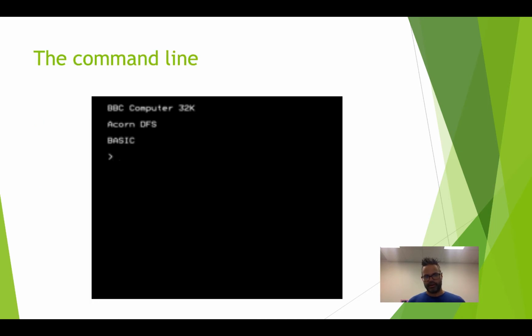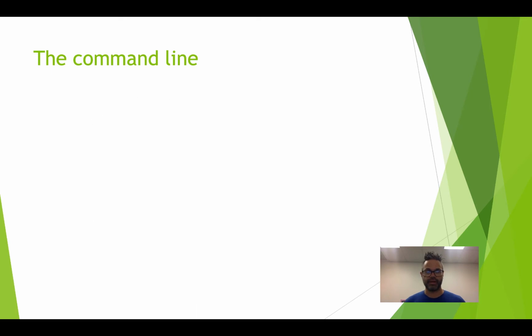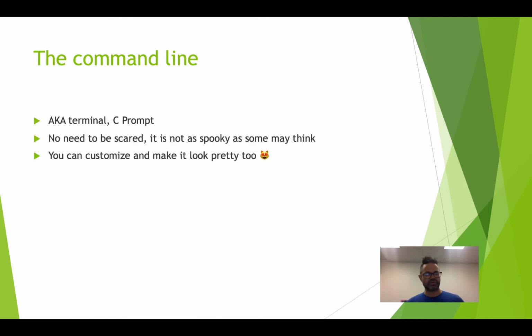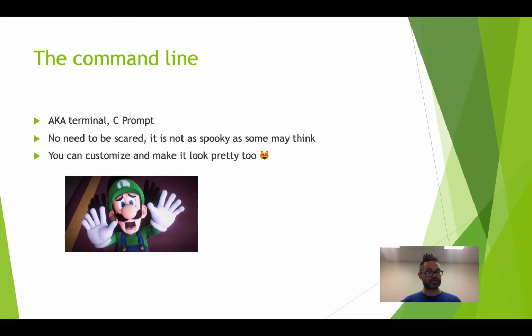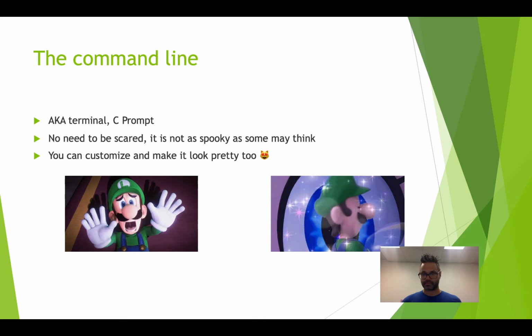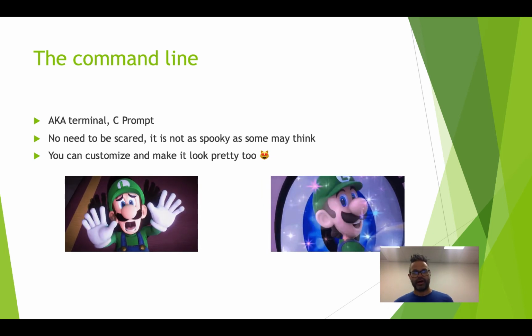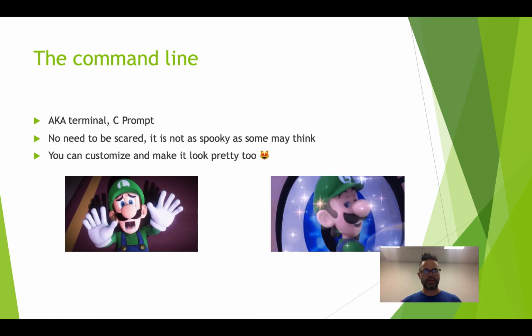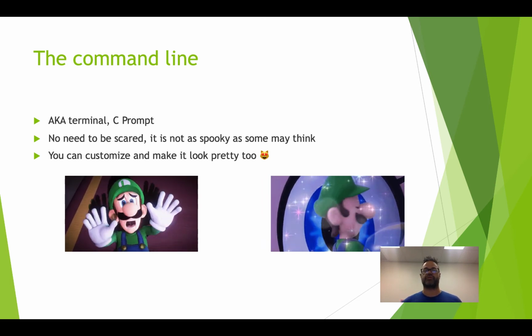So we have our command line. Now, it looks a little bit fun, right? So we've got this BBC Computer 32K, Acorn DFS, BASIC, not quite. Now, this is also known as the terminal or the C prompt. There's no need to be scared. It's not as spooky as some people may think, but you can also customize this, make it look really pretty too. And so we've got right here this happy little Luigi saying, hey, this is cool. And so you can make your command line use some really cool stuff. It doesn't have to be just simply black and white text. You can do some really cool stuff with it.